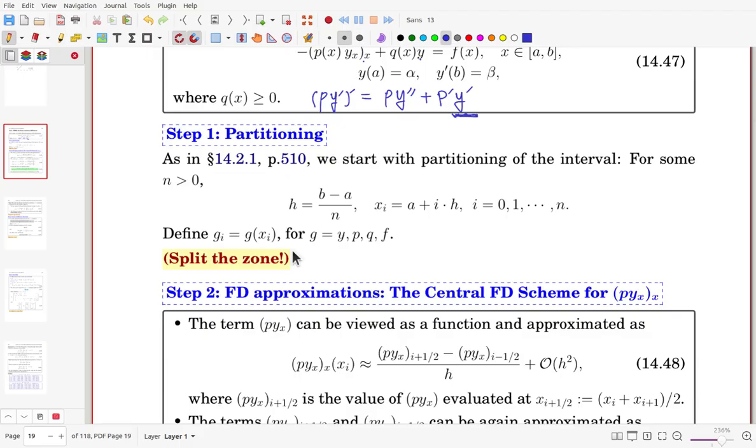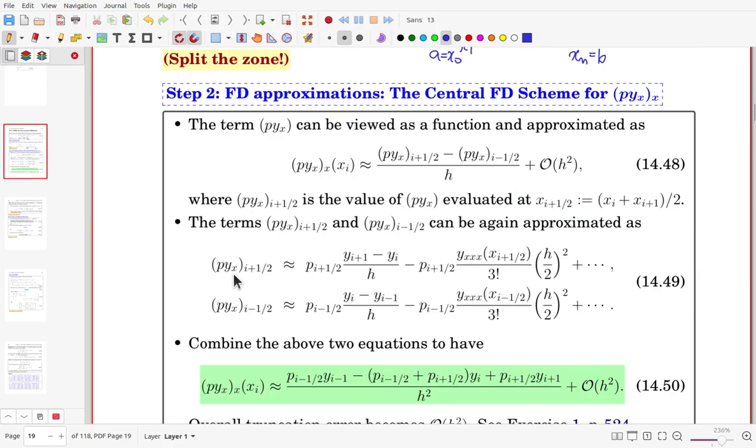Step 1, partitioning. Exactly the same way. We try to partition the given interval A to B into n equal subintervals, so that in the beginning, there's A, that is now x0, and there is x1, x2, and so on in this way. So the last one will be xn, which is B. That is partitioning. Okay, so we split the zone. In the second step, we try to find a difference approximation by using a central difference scheme for this term. And along with this one, we just recognize the unknown.